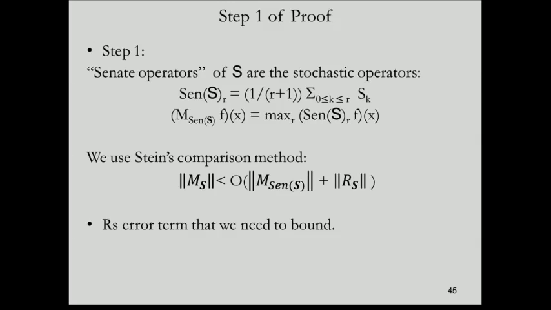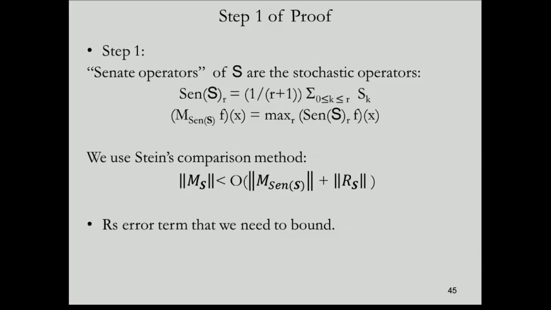So for step one, remember we had this S sub k, which was the average of the value of the function on the sphere of radius k. And we defined these objects called Senet operators. So Senet of this family of operators of R is just the uniform average of all the operators in my family from 0 to R. What does that mean? Senet of the sphere operators of radius 5 would be 1/6 of the sum of the sphere operators from radius 0 to 5.